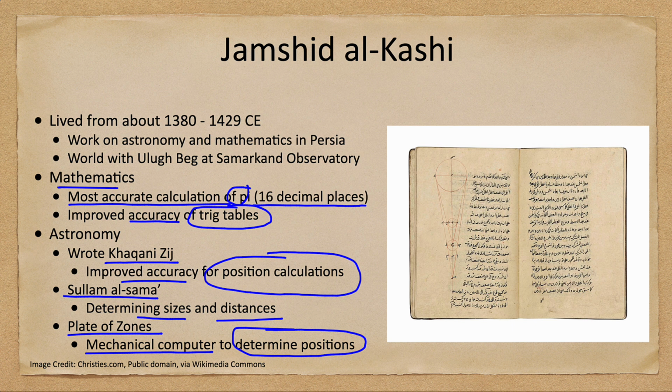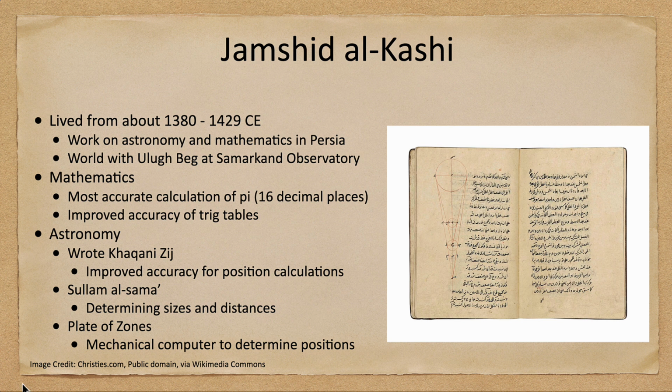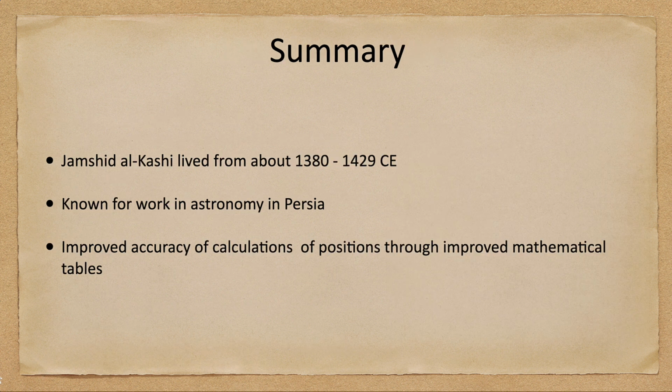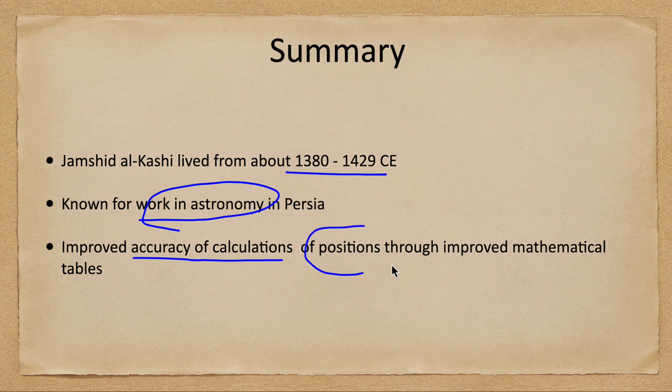So let's go ahead and finish up with our summary. What we've looked at today was Jamshid al-Kashi, who lived from about 1380 to 1429, known for his work in astronomy as well as some mathematics, and who improved the accuracy of calculations of positions through the improved mathematical tables that he helped devise. So that concludes our discussion of Jamshid al-Kashi.